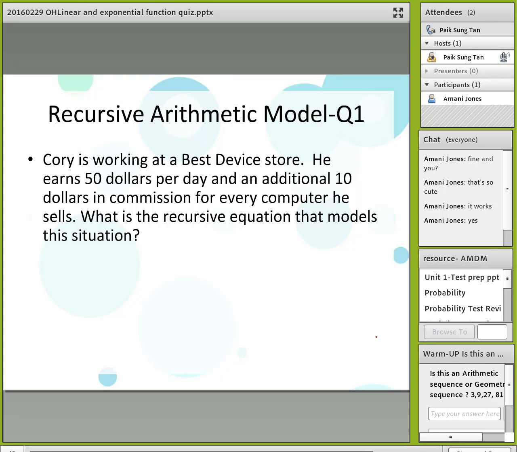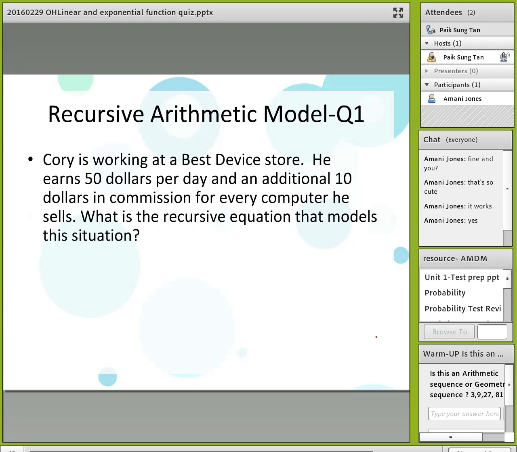Now we are going to work on writing function rules on recursive arithmetic models. Corey is working at the Best Device store. I made up the name. He earns $50 per day and an additional $10 in commission for every computer he sells. What is a recursive equation that models this situation?